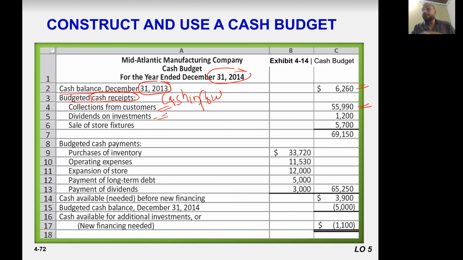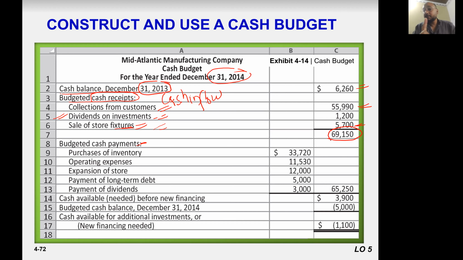Dividend on investments, where we purchase other companies' shares and we receive dividends. So this is not the dividend that we pay. If we pay, then that is a payment. That would be under payments. So here it is the dividend revenue, you can say, or return on investment as a dividend. And then sale of fixed assets, or any assets that we sell, like store fixtures, like water coolers, ACs, all these fixtures. So our total inflow is 69150.